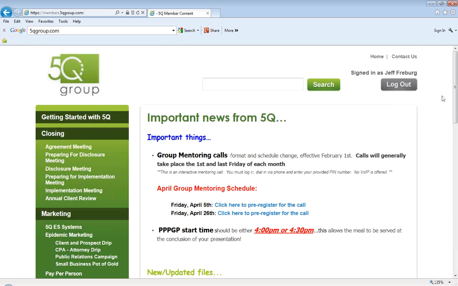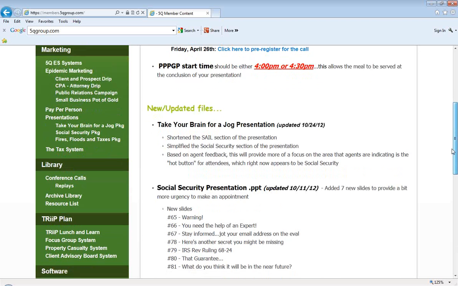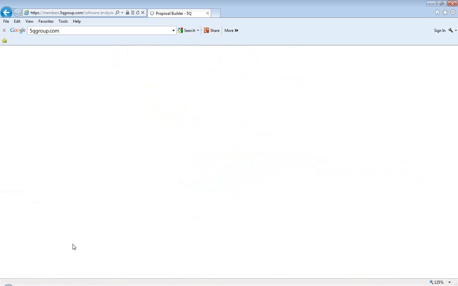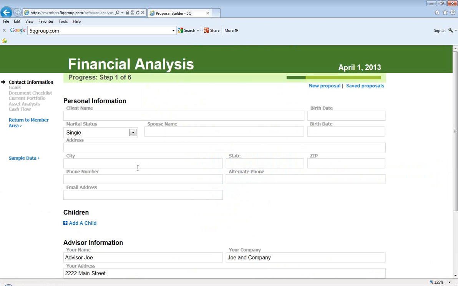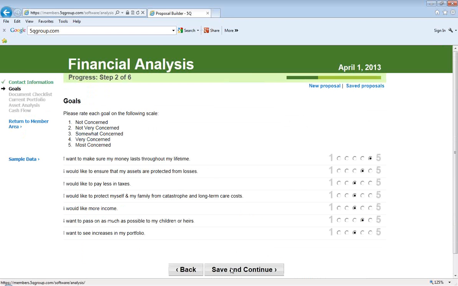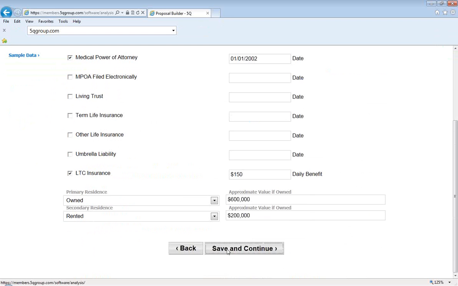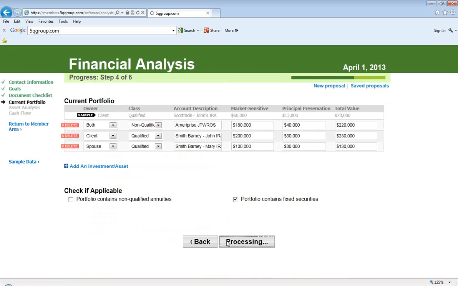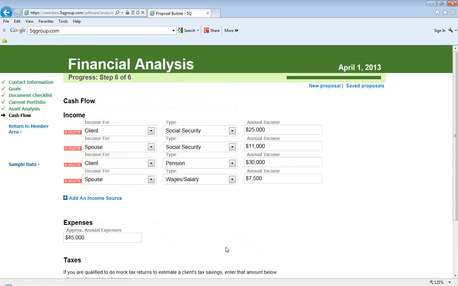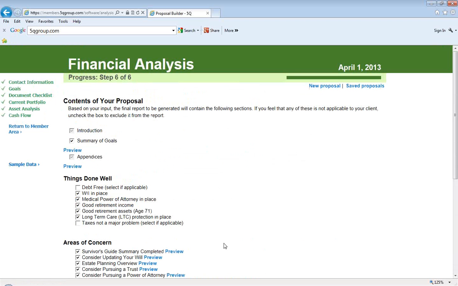So the 21-point checklist. You go down to the software and you look at the disclosure meeting software. It's going to ask you for some inputs, but I'm just going to populate it with the sample data, based on your inputs from the Morningstar reports, from the fact find, and from their tax return. If you do taxes, if you don't, that's not a problem. You'll just be inputting the other things.